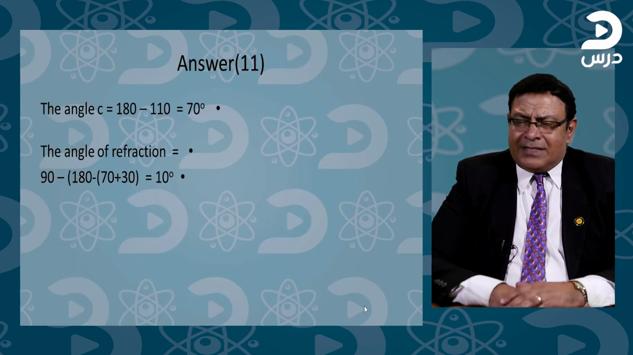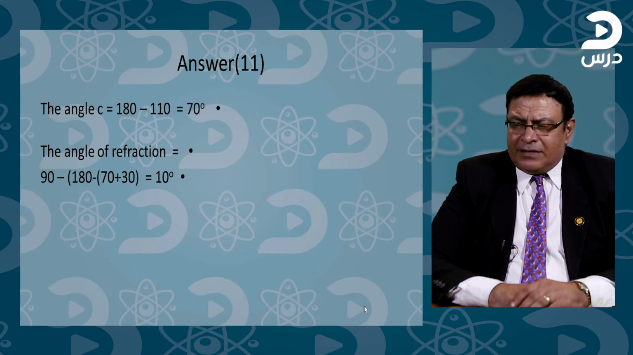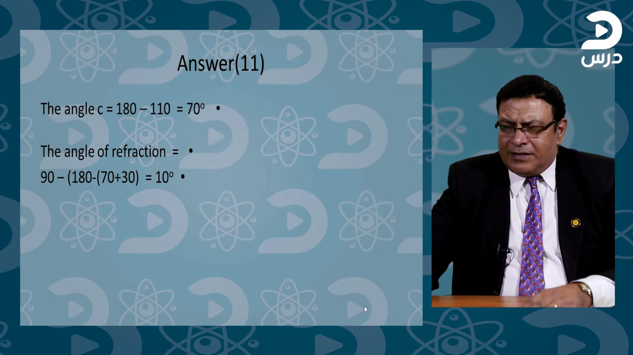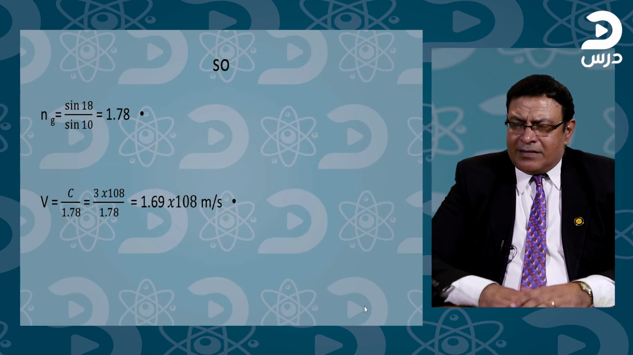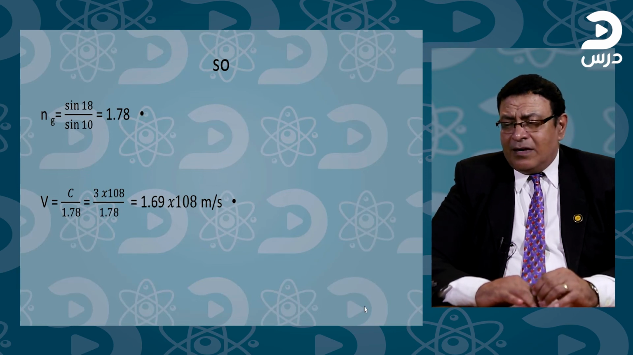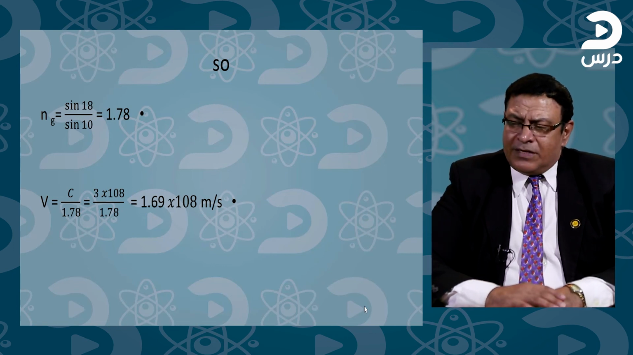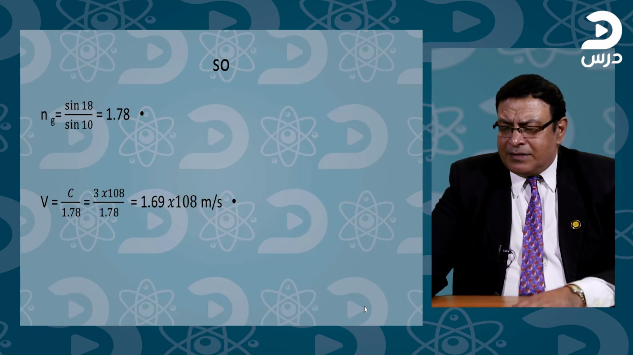هنا الانسر طبعا الانجل سي 180 minus 110 equal 70 degree. الانجل of refraction 90 minus 180 minus 40 plus 30 equal 10 degree. So ال n glass sin 18 divided sin 10 equal 1.78. يبقى ال v equal c over n لأن ال n c over v. يبقى هنا ال v c اللي هو 3 times 10 power 8 divided ال n 1.78 يبقى equal 1.89 10 power 8 meter per second.